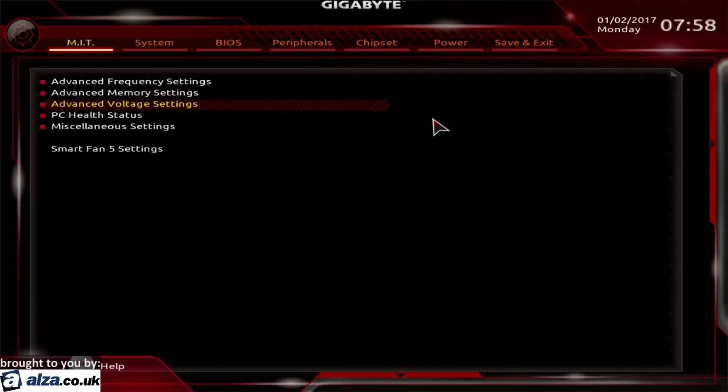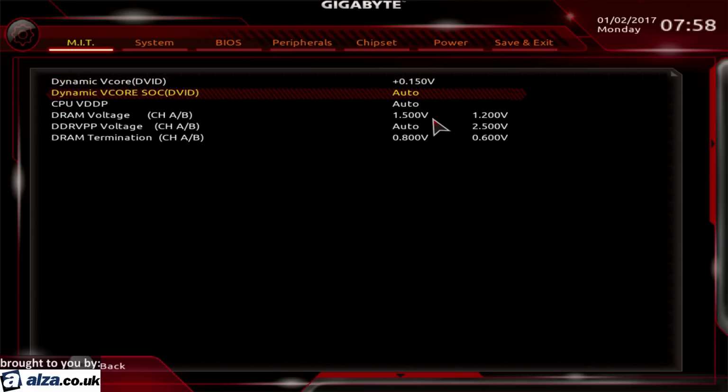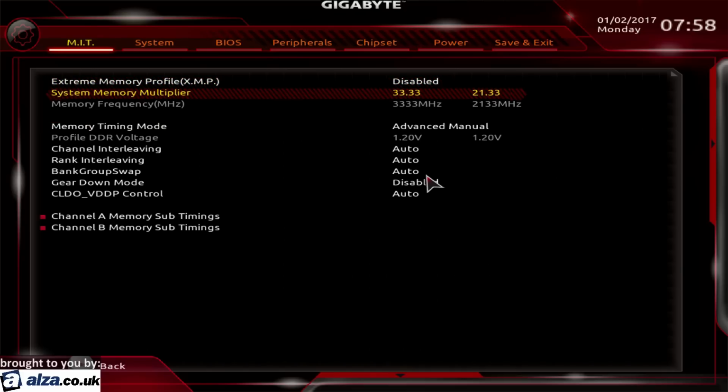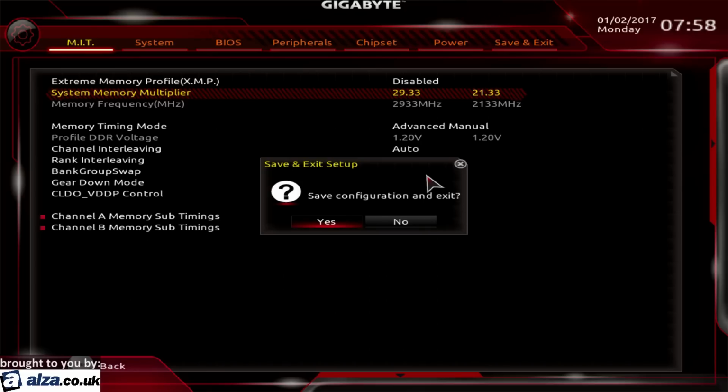And, well, the only thing we haven't set is the dynamic vCore SoC. And there's a reason for that. You see this voltage right now. It's at 0.88. When we restart with 20, well, let's go back down to 2933 or we won't be starting. You'll notice that the SoC voltage actually goes up on its own.